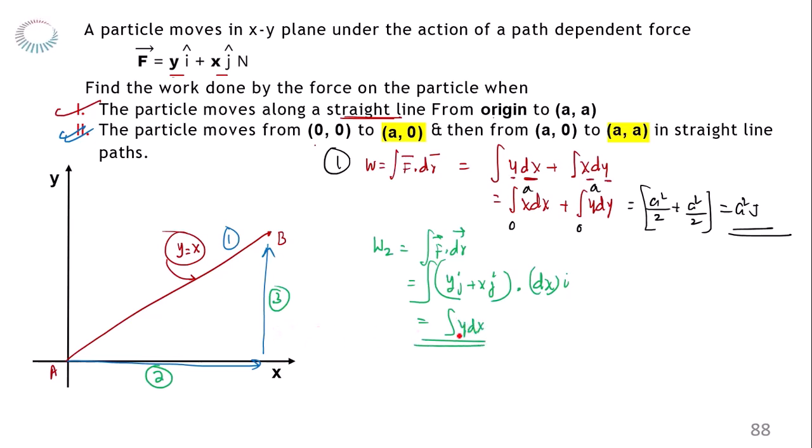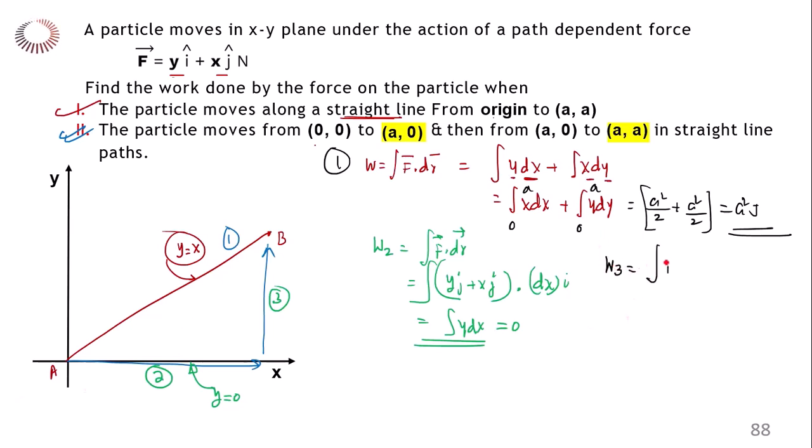But for this path number 2, can I say that the y value is 0 everywhere? So if y equals 0, this integral becomes 0. So there is no work done for path number 2. Now come to path number 3. For path number 3, work is done along the y direction.